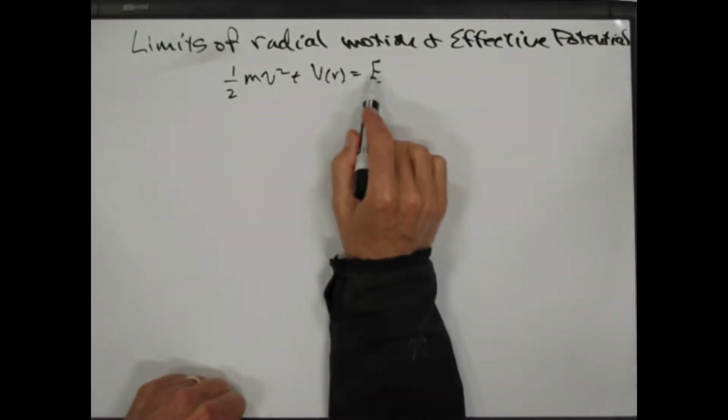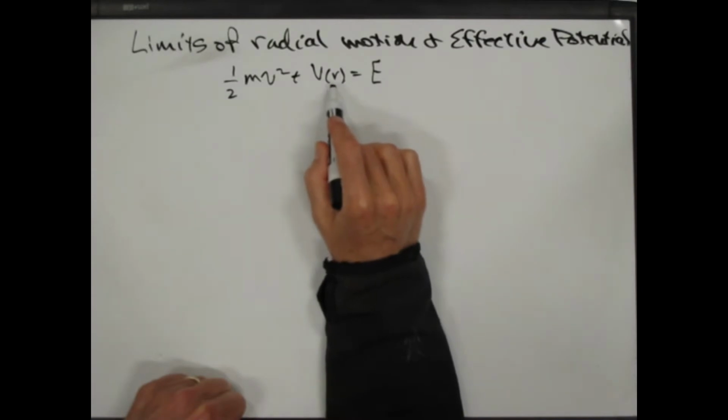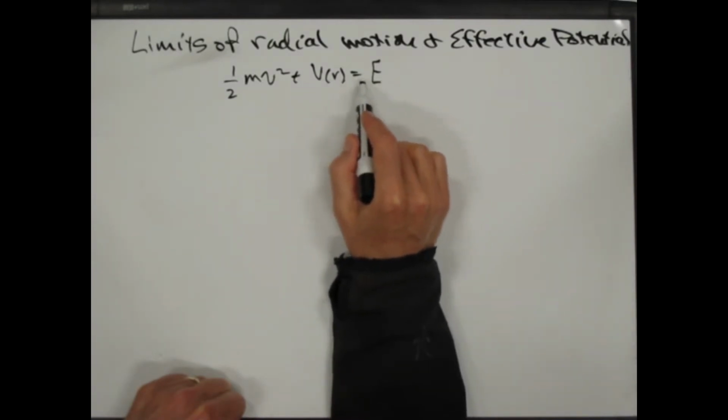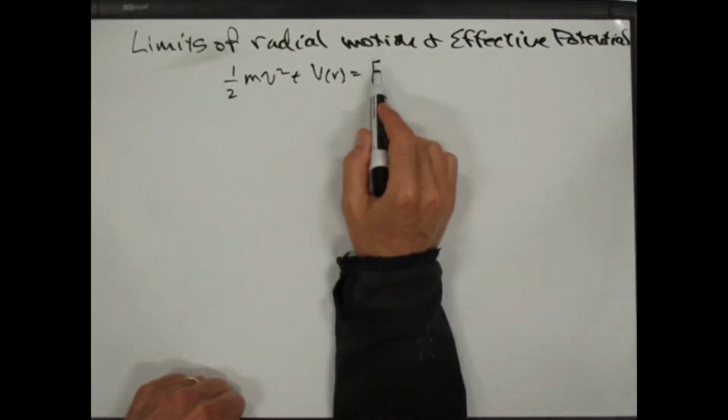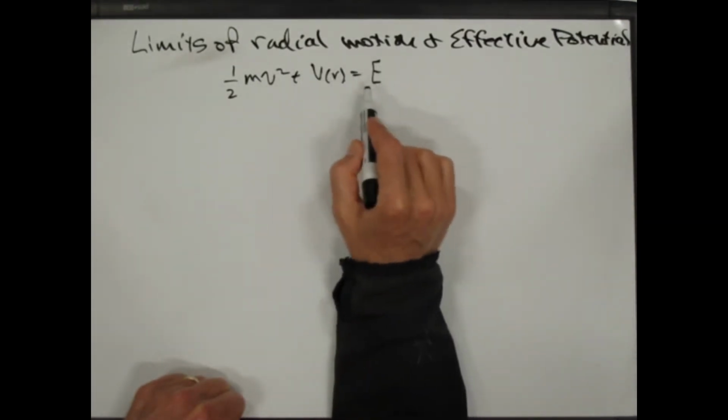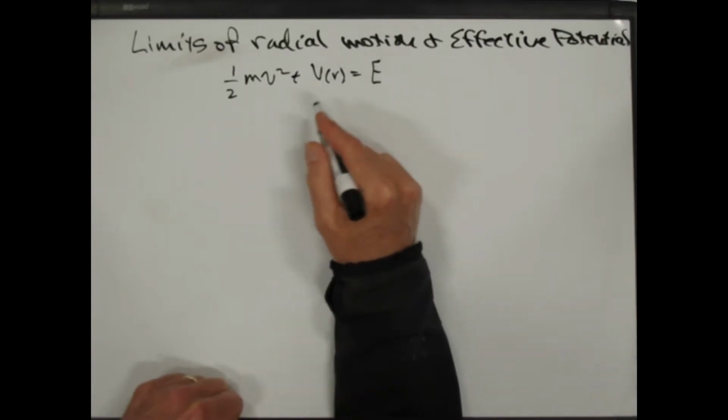These two have to be equal. And so it puts constraints on how far away the particle can get, because its potential energy gets greater as it gets farther away, and the sum of these two can't exceed the total energy. And so we'll learn a few things from that.